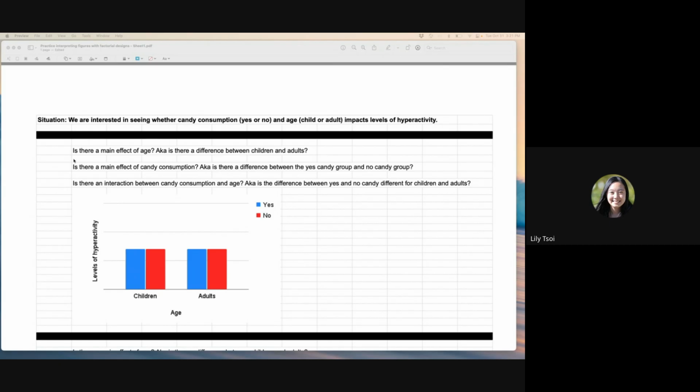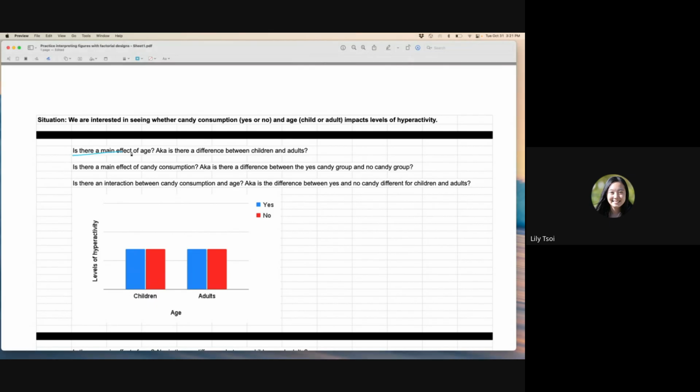One, is there a main effect of age? Two, is there a main effect of candy consumption? Three, is there an interaction between candy consumption and age? So let's imagine we have this figure here, and what I want us to do is to interpret this figure with these three questions. So let's focus on the first one here.